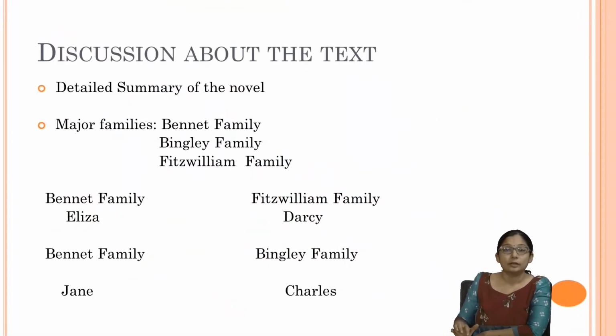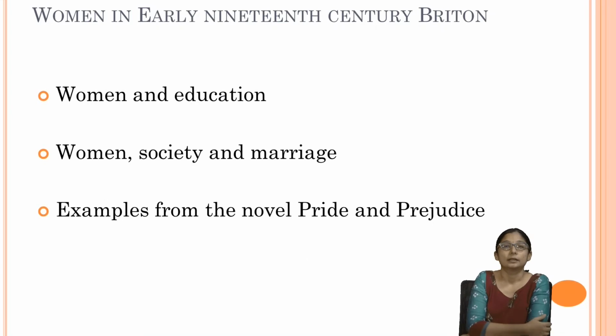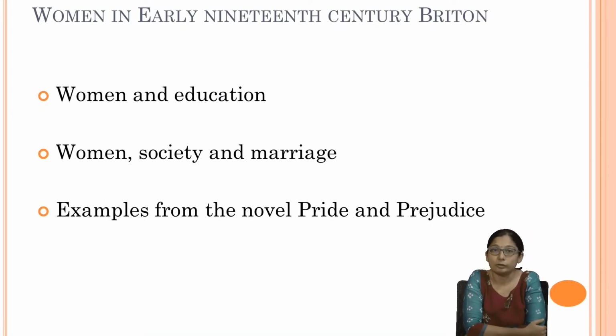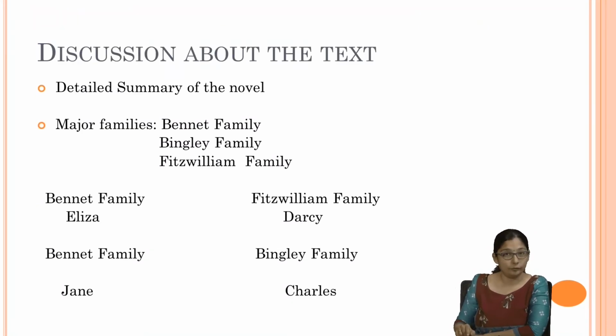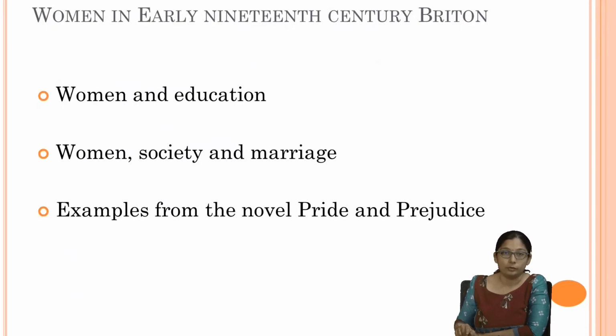So friends, we have seen the plot of the novel, and now we are acquainted with the Bennet family, Bingley family and Fitzwilliam family to some extent. Let us now discuss the novel in its socio-political background.